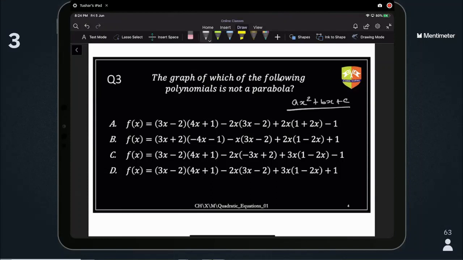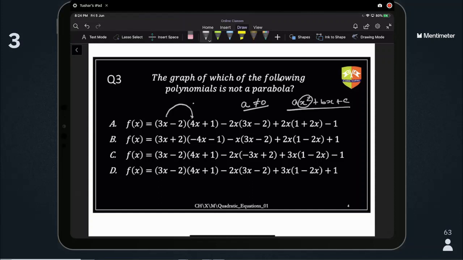This is the first line in the introduction of your quadratic equation, right? Yes, isn't it? So A should not be zero for a parabola. If A is zero, then it's gone. That means the coefficient of x square must not be zero, right? So out of all the options, you have to just check the coefficient of x square, that's it.